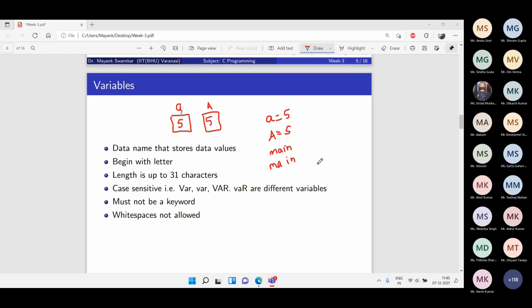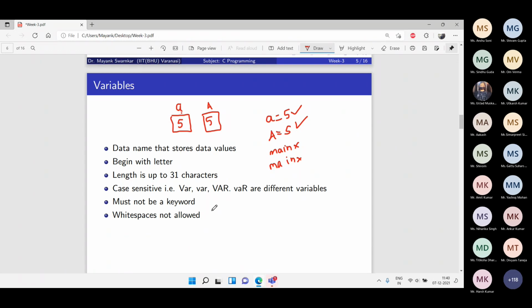So this is not defined as a variable. This is not defined as a variable. These are two different variables. Again, these are case sensitive. We have talked about and seen here: must not be a keyword and white space not allowed. So simple. These are variables.